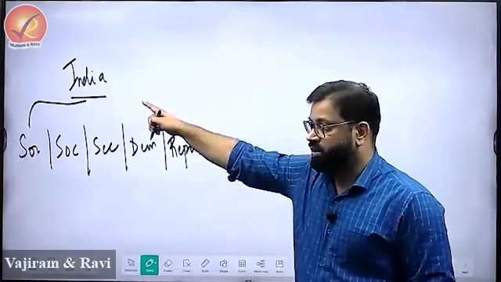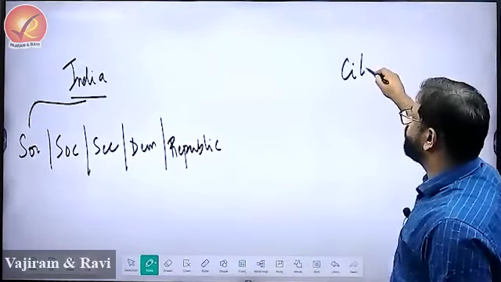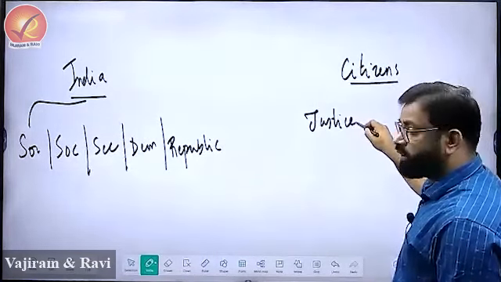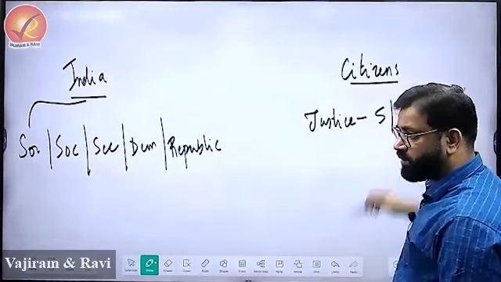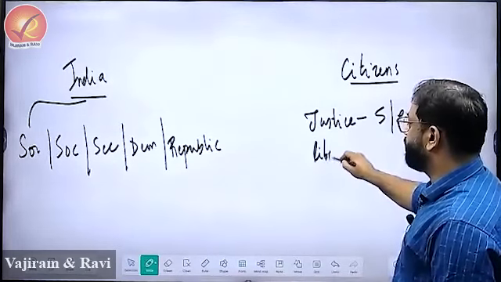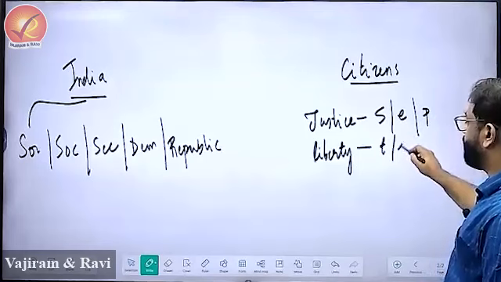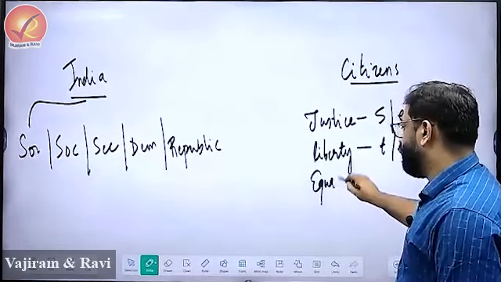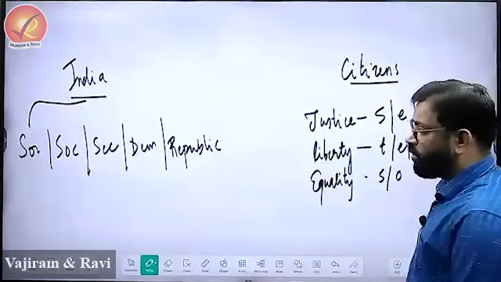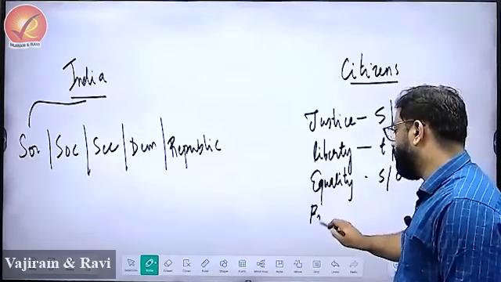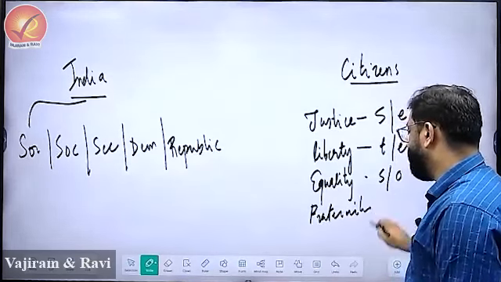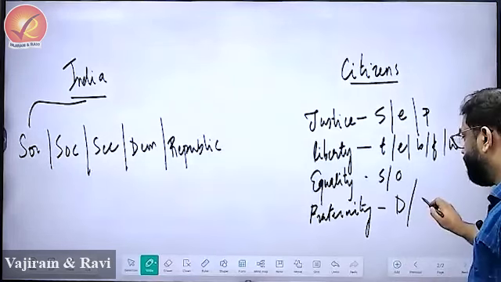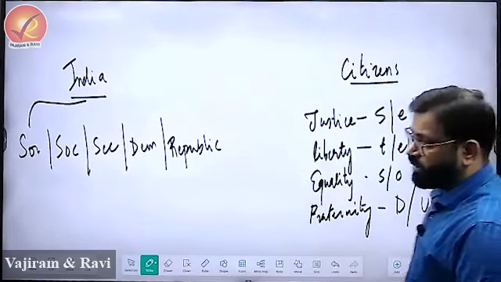So not only the country, it also aims for something to do with the citizens. To provide to its citizens justice: social, economic, as well as political. Liberty: liberty of thought, expression, belief, faith, and worship. Equality: equality of status and opportunity, and to promote among them all fraternity, by assuring the dignity of the individual and the unity and integrity of the nation.